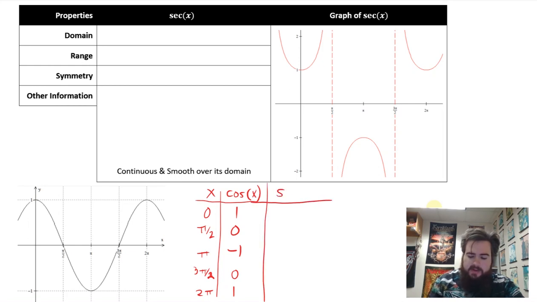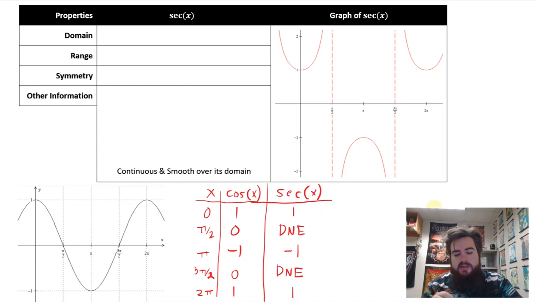However, secant of x, which would be the reciprocal of cosine, would flip each of these values over 1. So 1 would still become 1, -1 is still -1, and 1 is also still 1. The values of 0, however, would now become 1 over 0, which are not defined or do not exist. Meaning we have asymptotes at pi halves, 3 pi halves, and we would continue to have more asymptotes in this periodic function.